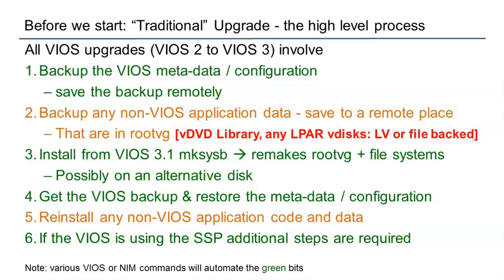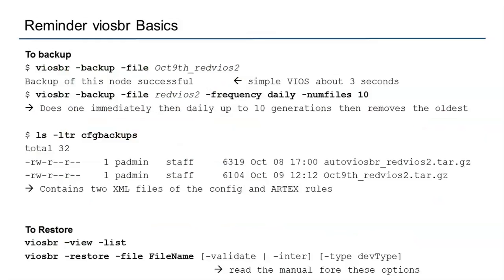Now, if you do an alternative disk install, they'll still be there on a different disk. You've rebuilt root VG, but you still have the original there, so you could go back and pick them up later on. But if you don't do an alternative disk install, you may have just destroyed all of that information.